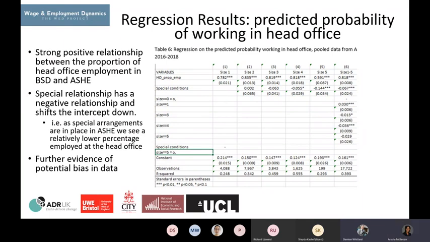So this means that the relative proportion of head office employment in BSD and ASHE is approximately 0.8. Every time the proportion of head office employment doubles in the BSD, the proportion of head office employment in ASHE goes up by about 80%. But what we're really interested in here is this special conditions, special arrangements.